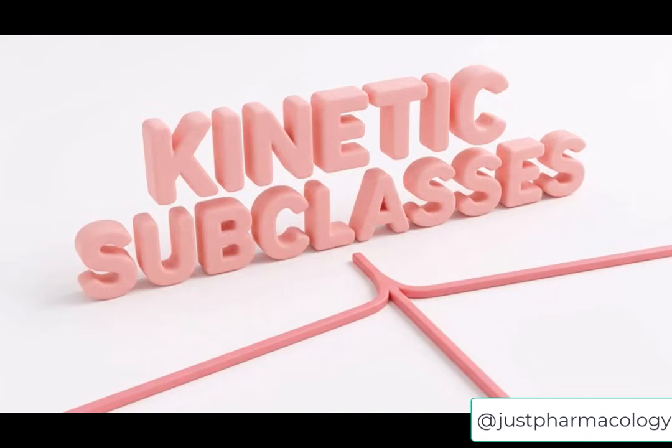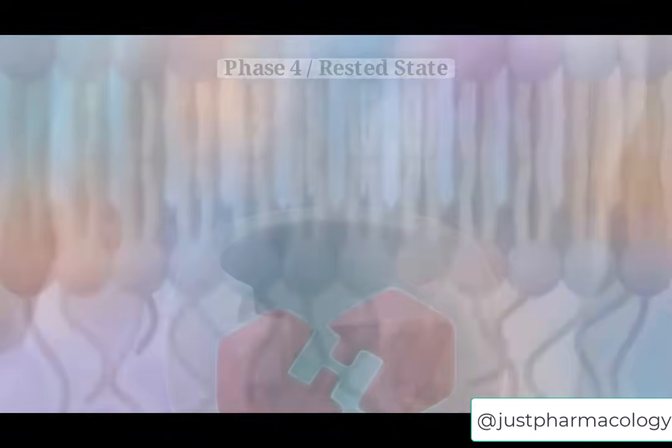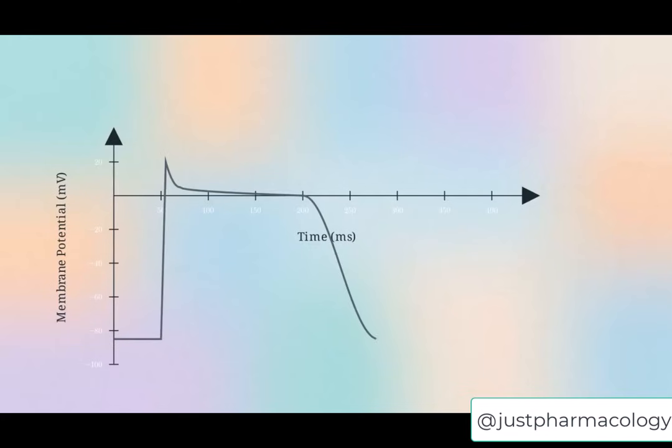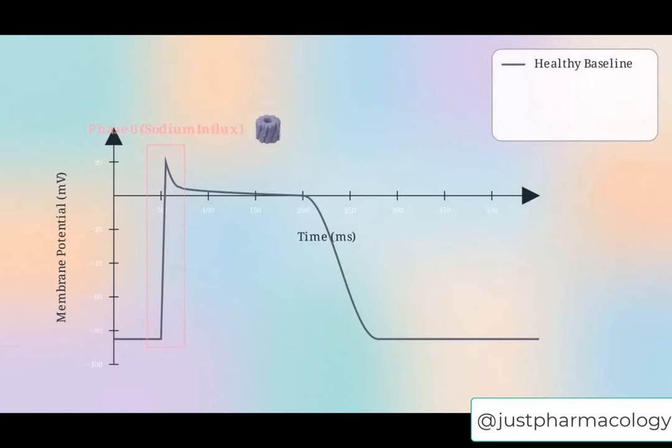Within Class I, drugs are further categorized based on their dissociation rate, how quickly the molecule detaches from the receptor during the rested state of phase 4. This chart graphs a standard ventricular action potential. Notice the steep upward slope of phase 0, representing the rapid influx of sodium. Class 1b drugs like lidocaine are rapid dissociators. They bind during phase 0, but detach almost instantaneously during diastole.